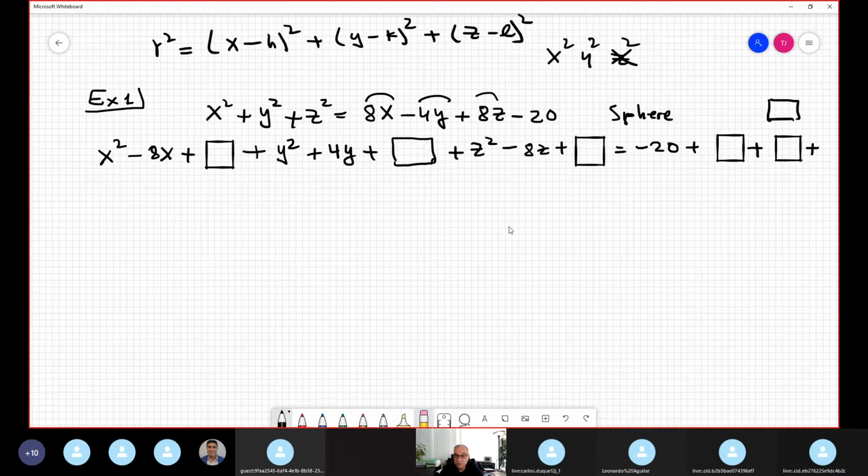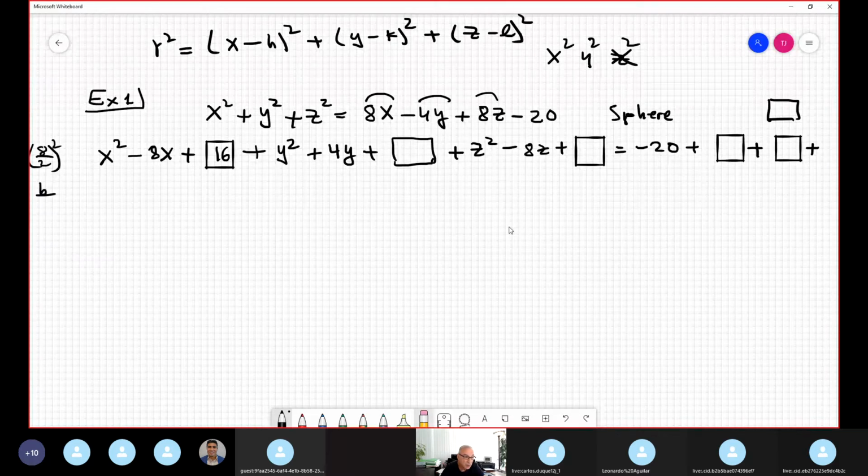The first number in the first box is 16. Where does the 16 come from? You take 8 divided by 2, squared. This is a formula: (b/2) squared, completing the square. I suppose you remember this very well.